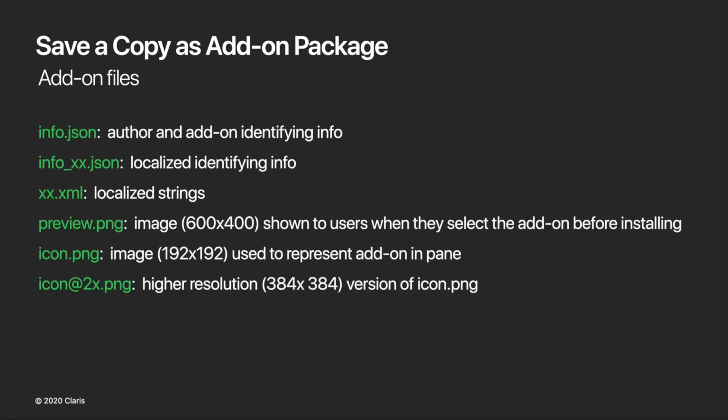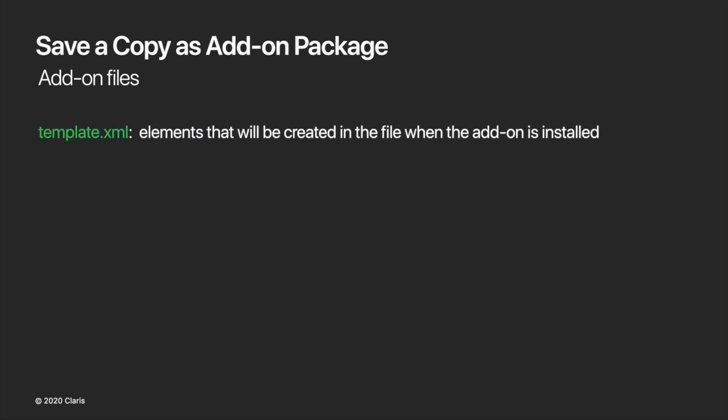As we mentioned before, an add-on package is a collection of files. Here's a list of some of those files with a brief description. You may want to edit or even replace some of these in order to customize your add-on before sharing with others. There is another important file in the package called template.xml. It contains the scripts, layouts, tables, and other elements that will be created in the file when the add-on is installed in a FileMaker custom app. It is highly recommended not to modify this file.